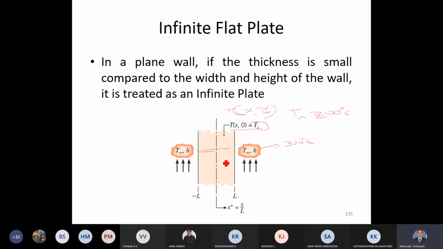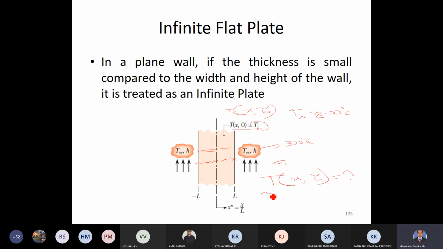But then what happens? The temperature at the surface will be close to 300, whereas when you go away from the surface towards the center, the temperature keeps moving far away from 300. It will be close to 200. That means as the time passes, the temperature inside the object will keep changing. So the change also will be different. So the questions can be, what is the temperature at any x and at any time?